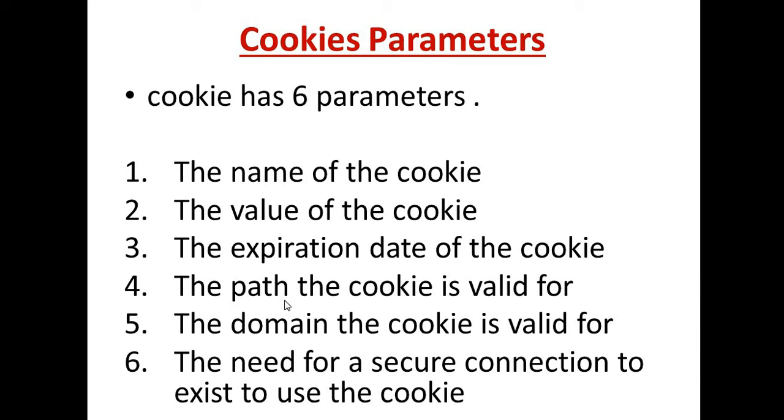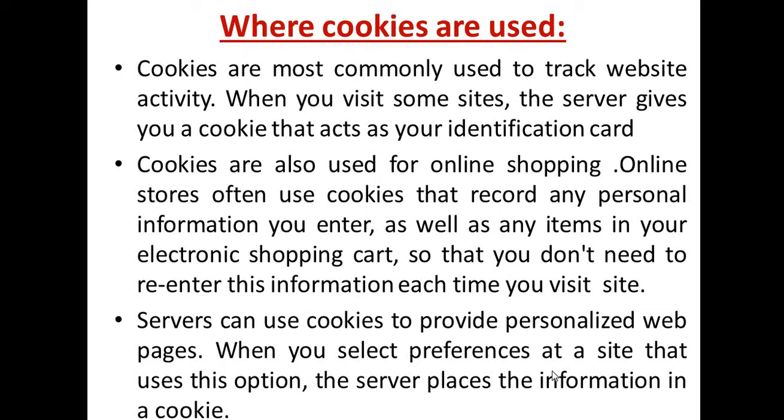Now let's see what the different parameters of cookies are. There are 6 parameters. The first is the name of the cookie, then the value of the cookie, then the expiration date of the cookie, and the path that the cookie is valid for, so we have to see which path is valid for the cookie. Then the domain name the cookie is valid for, and the need for a secure connection.